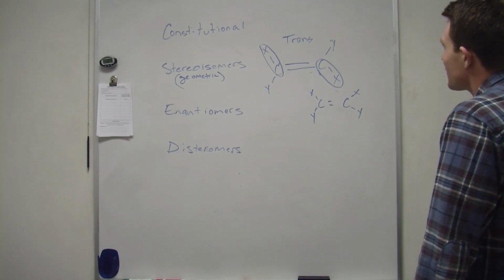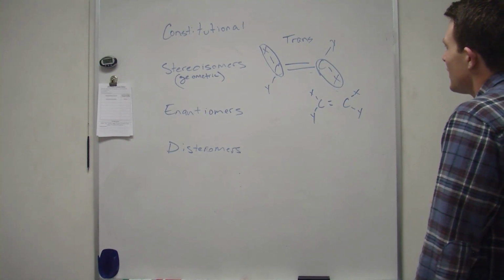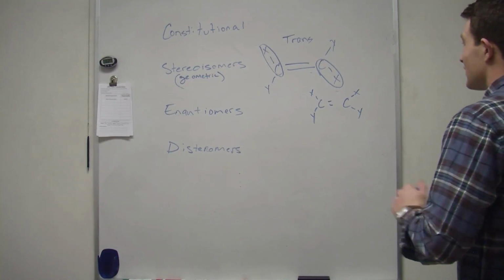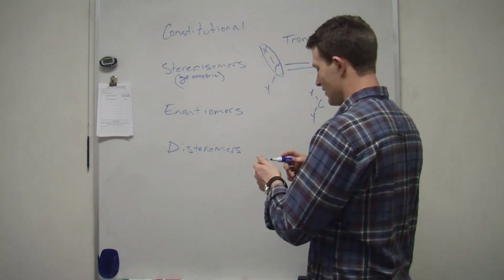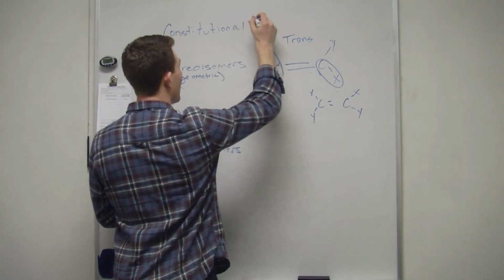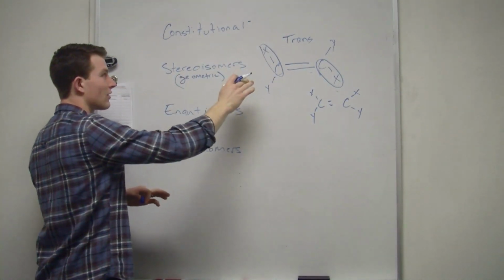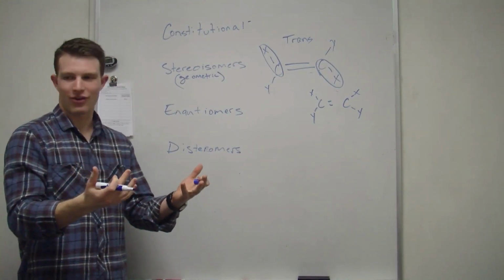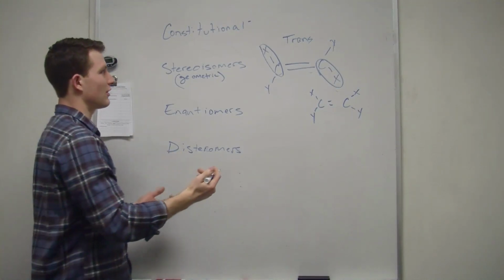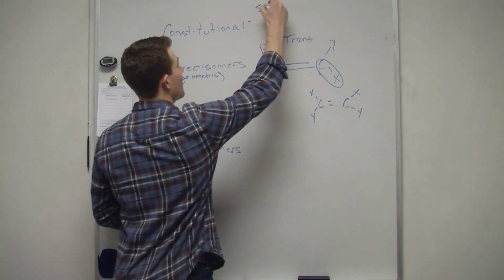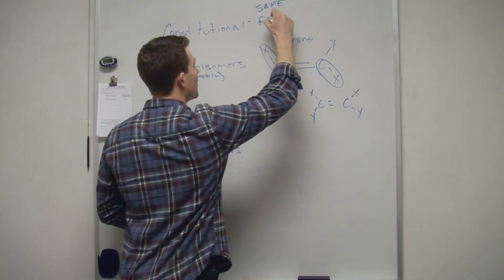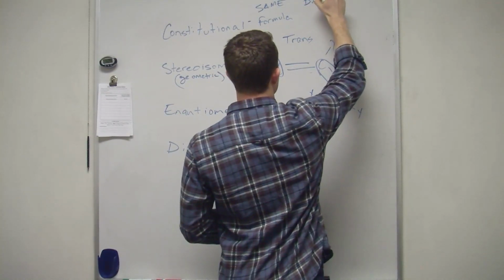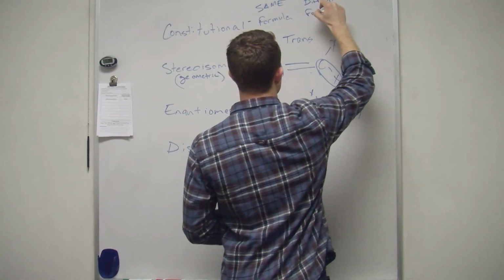Okay, cool. Constitutional isomer. A constitutional isomer has the same molecular formula, obviously, but a different structure. That's all it is. It's not a stereoisomer, so you can't flip them around. They're not similar at all. They're two totally different looking molecules, okay? So they have the same formula, but it's a different formation.